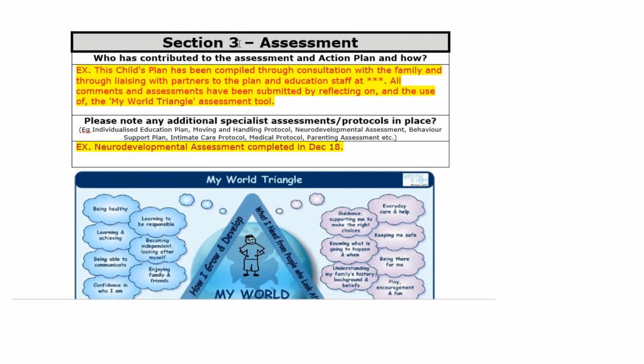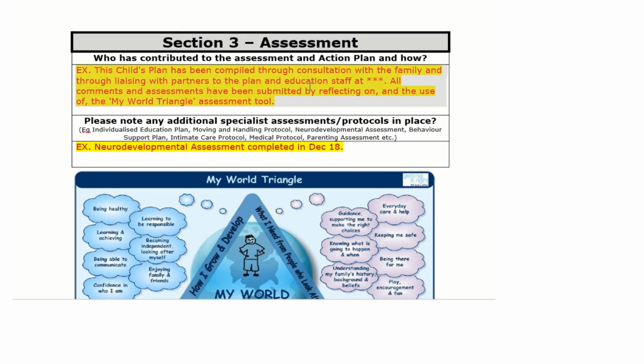So, who has contributed to the assessment and the action plan? The example is: this child's plan has been compiled through consultation with the family and through liaising with partners to the plan and education staff at whatever establishment. All comments and assessments have been submitted by reflecting on and the use of the My World Triangle assessment tool. So who has contributed to the assessment and action plan, and how?